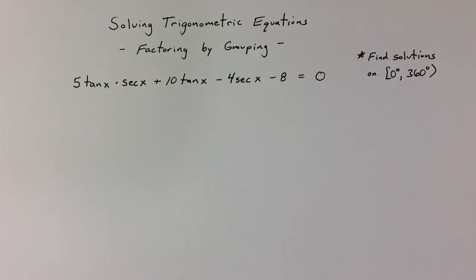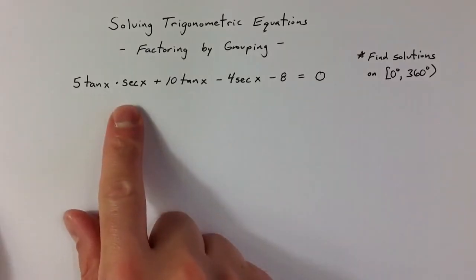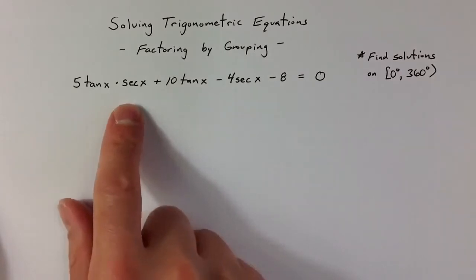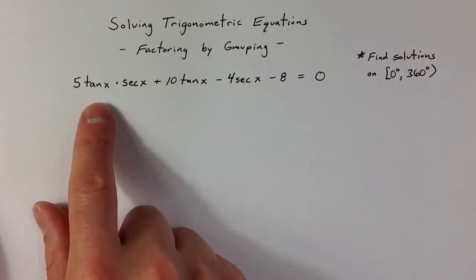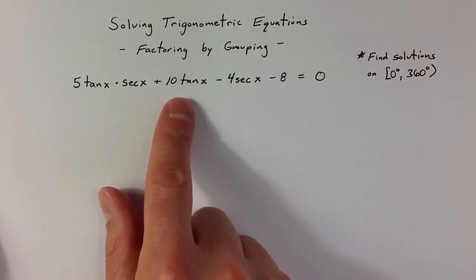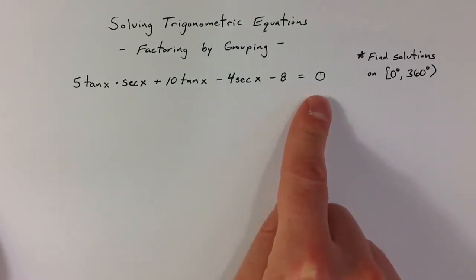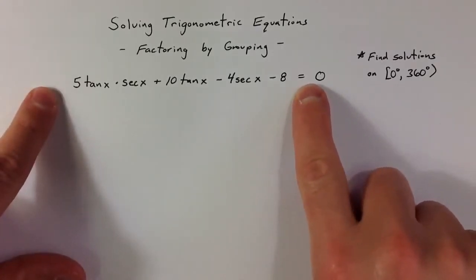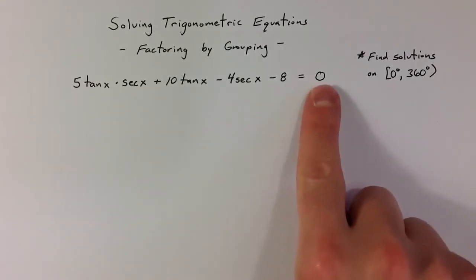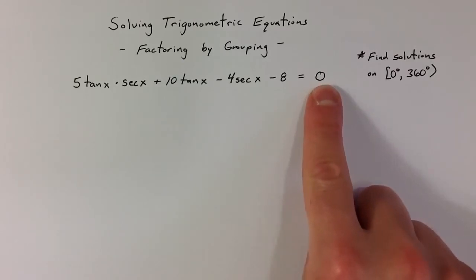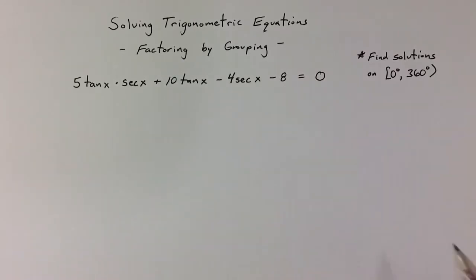Let's take a look at the process of solving an equation by factoring by grouping. The equation 5 tangent x times secant x plus 10 tangent x minus 4 secant x minus 8 equals 0 can be factored by grouping. The left-hand side can be factored by grouping, and because that's equal to 0, we'll be able to simplify the equation that way. So we'd like to solve the equation and find solutions on the interval from 0 to 360.